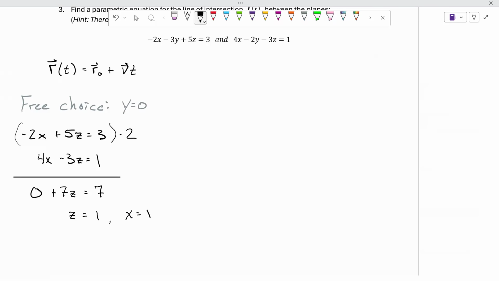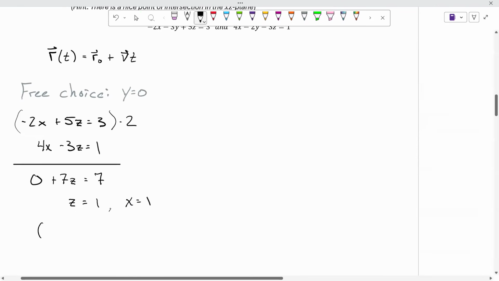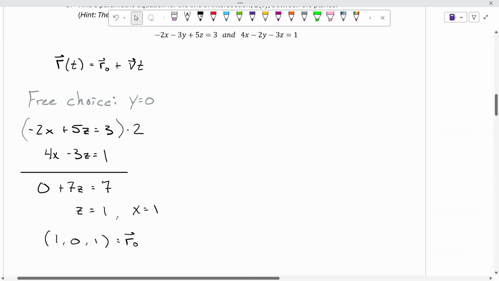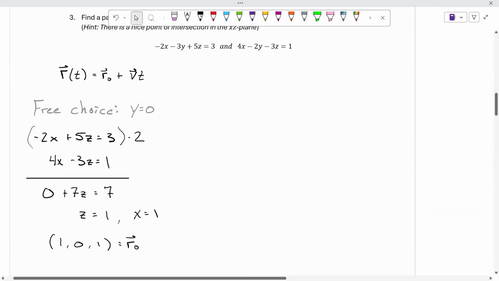All right, so I can just verify that real quick in both plane equations. Negative 2 plus 5 is 3, and 4 minus 3 is 1. So I've got myself a point: 1, 0, 1. That'll be my r naught. So that's half the battle for coming up with the equation of this line. The other half is going to be finding the slope, or finding the direction vector.